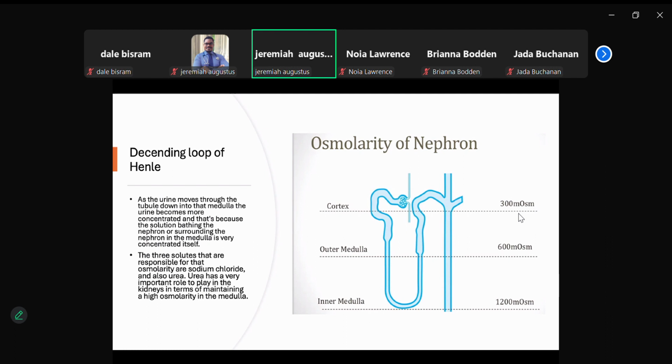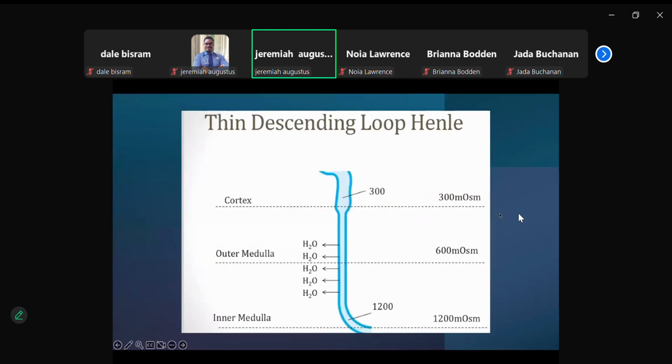I don't think you're getting this part. So let me go back. The 600 milliosmol is the interstitium, which is outside of the tubule, not inside the tubule, right? The urine is still 300 milliosmoles, but the outer medulla is 600 milliosmoles.